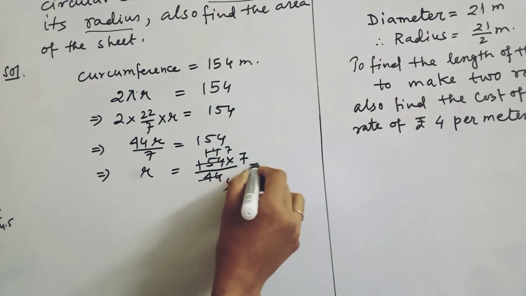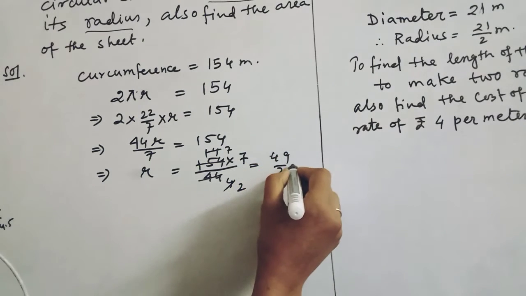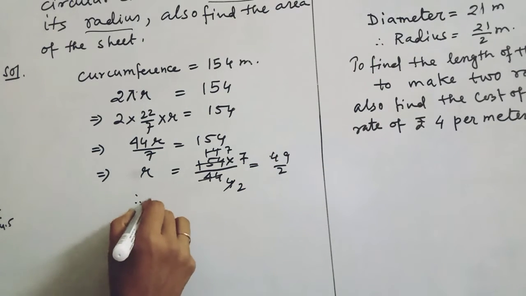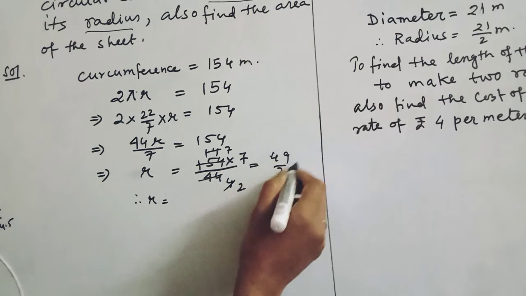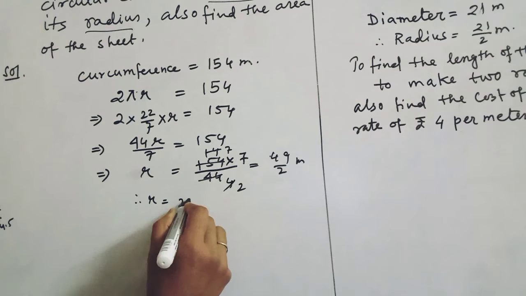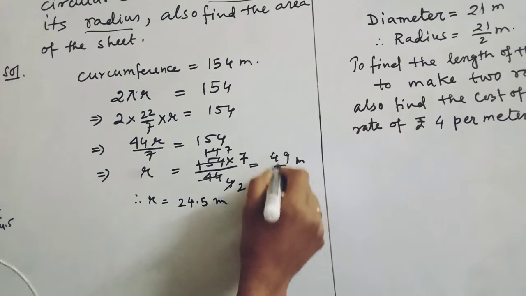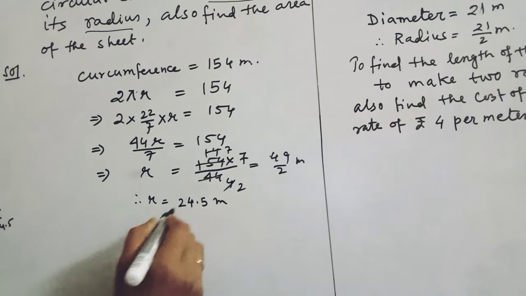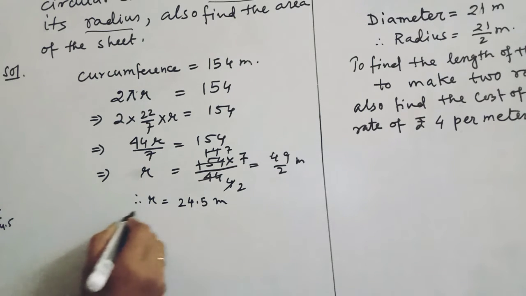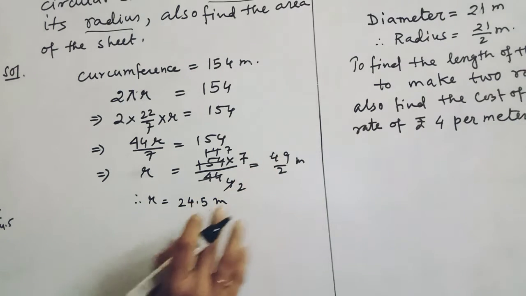So what is the radius? 7 into 7 is 49 by 2. That is, therefore, radius is equal to 49 by 2 meter. If you divide it, 2 twos are 4, 2 fours are 8, you get 24.5 meter. So radius is 24.5 meter or 49 by 2 meter.